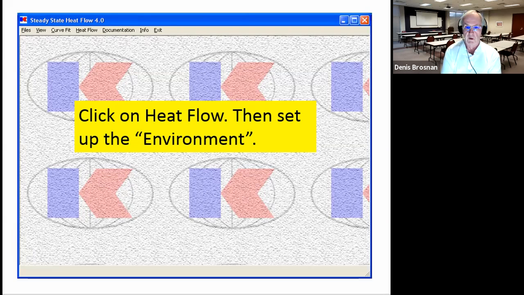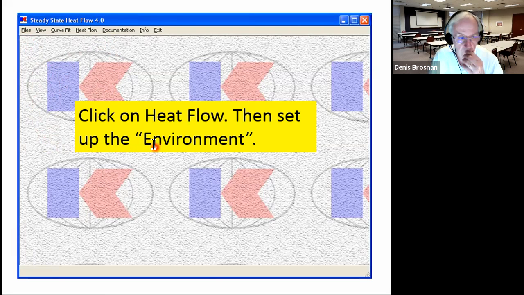Now I'm going to show you a little bit about the Morgan heat flow utility. I'm using heat flow 4.0 up here, so that's an older version. And I'm going to show you how to use it. So the first thing you do is click on flow up here once you've launched the program, and then you're going to see a screen that says things like materials and environment.